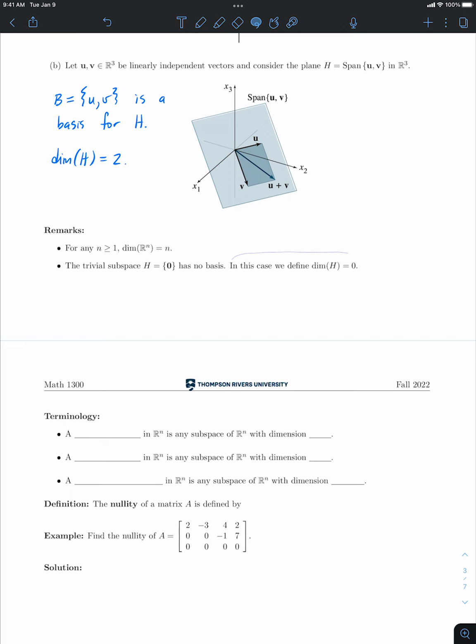So for that reason, we just say that it's 0-dimensional. Okay, so for the trivial subspace, we just define the dimension to be 0, because that's the only thing that makes sense in that circumstance.